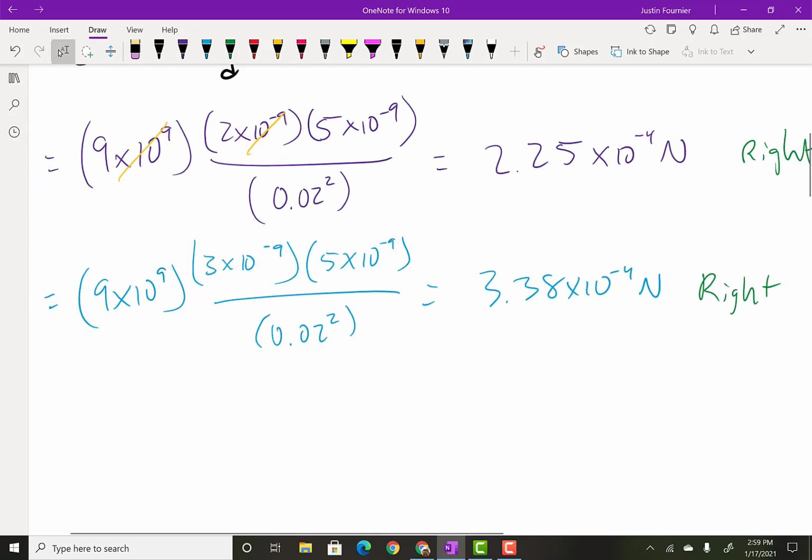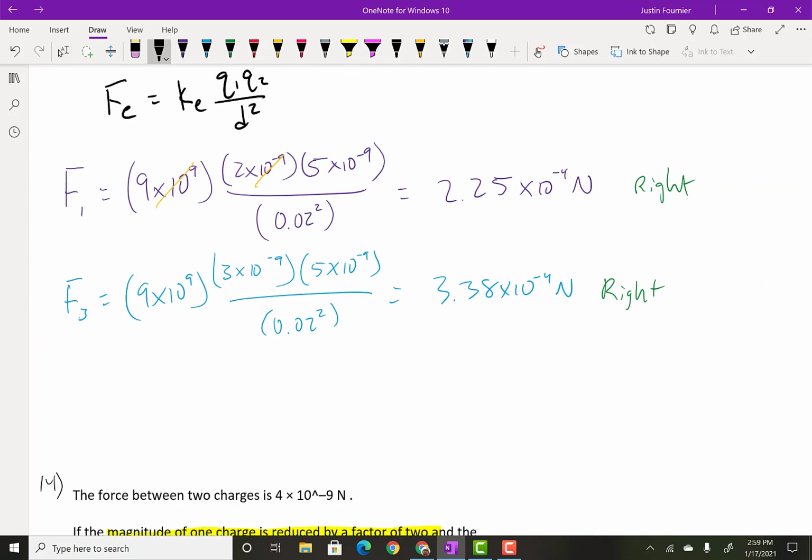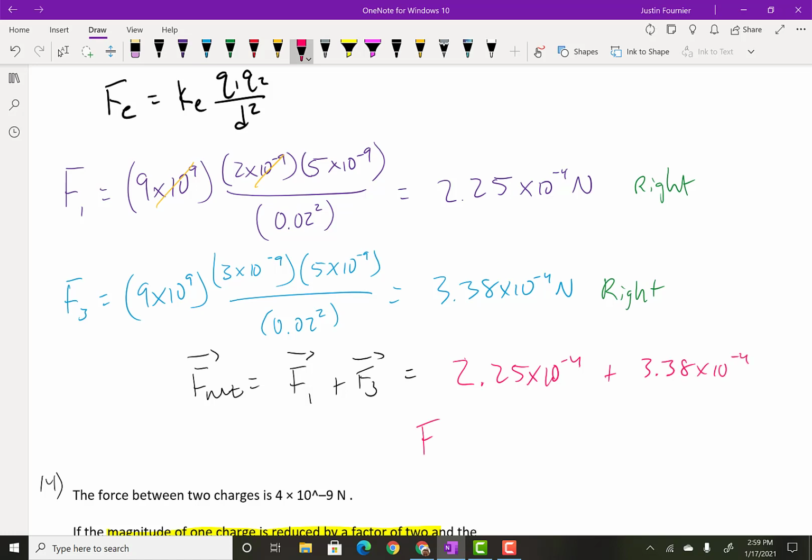And then basically now I'm just going to add these up. So the total force, F net, is going to be F1 plus F3, which will be 2.25 times 10 to the negative 4 plus 3.38 times 10 to the negative 4. And so that means F net is going to be 2.25 plus 3.38. I'm getting 5.63 times 10 to the negative 4.